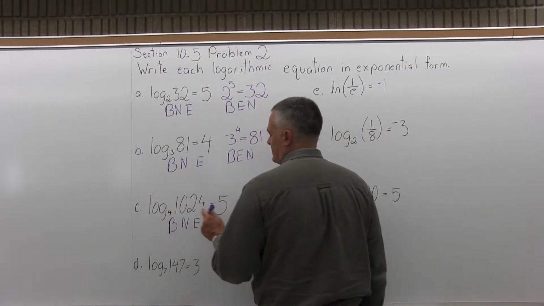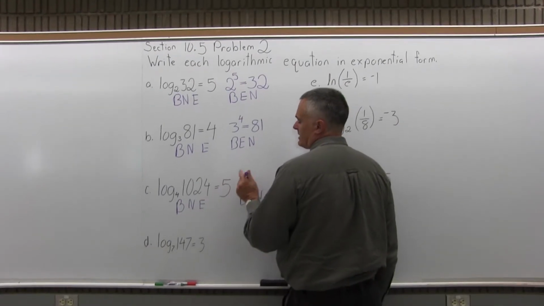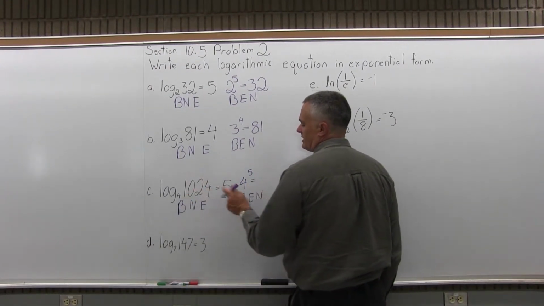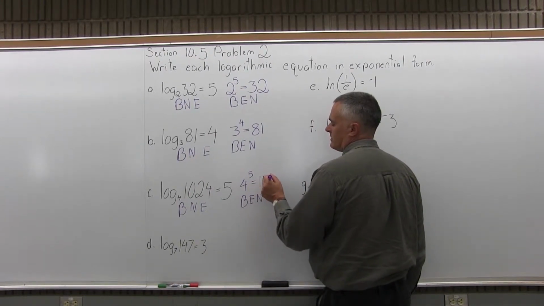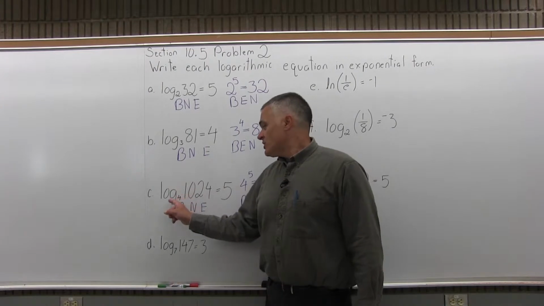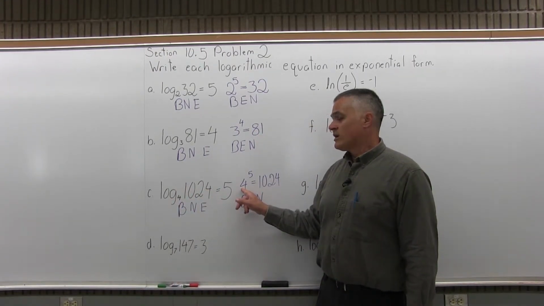So we start with the base is 4. Then next comes the exponent is 5. Then equals, and then the number. The number is 1024. So the equation log base 4 of 1024 equals 5 is the same as writing 4 to the 5th power equals 1024.